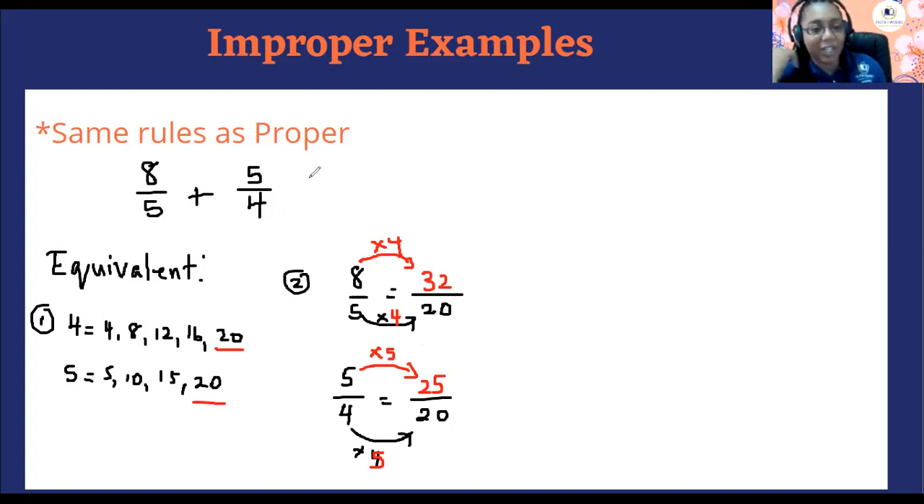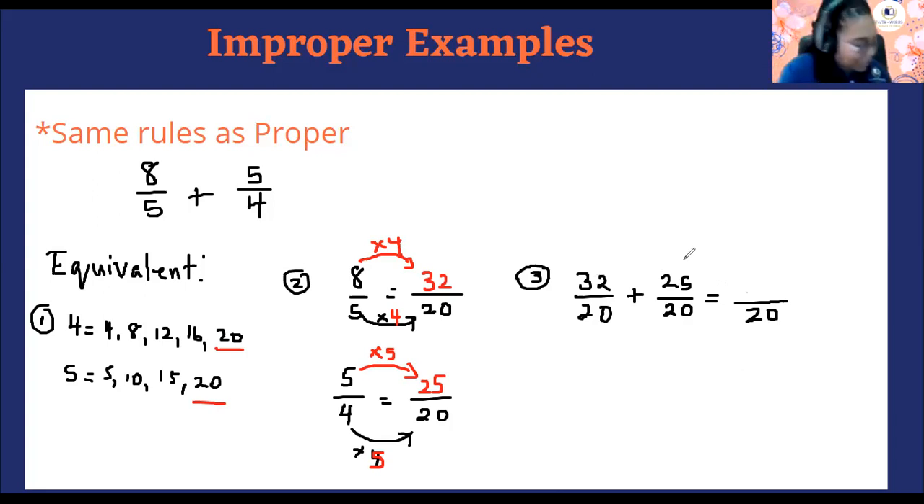So now we have changed both of them into equivalent fractions, so now we can add them. 8/5 is now 32 over 20, plus, as we are adding, 5/4 is now 25 over 20. And we can add these two together. They both have the same denominator.